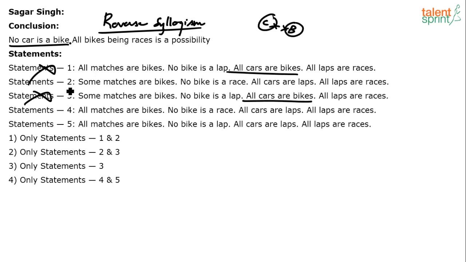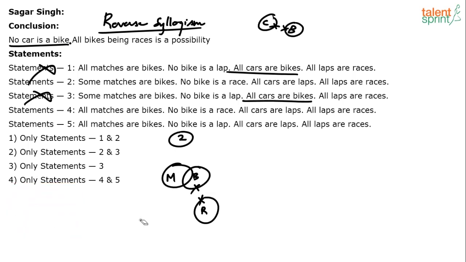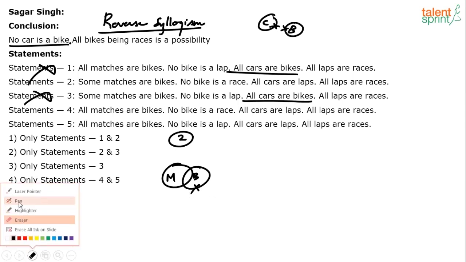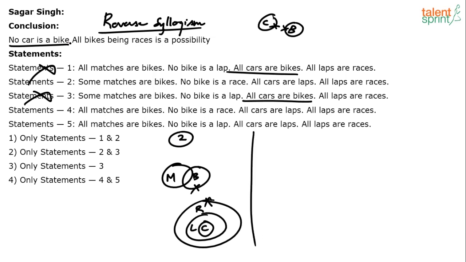So draw the diagram for statements 2. Some matches are bikes. No bike is a race. Bikes and race do not touch each other. All cars are laps. All laps are races. I think I'll have to just redraw this in a bigger way, right? So what is it? All laps are races. All cars are laps. So it's like this. All cars are laps. All laps are races. And no bike is a race. So that's a diagram for statements 2, right?